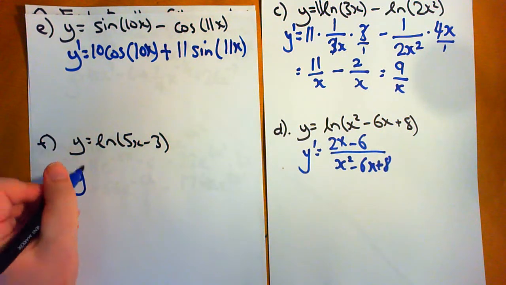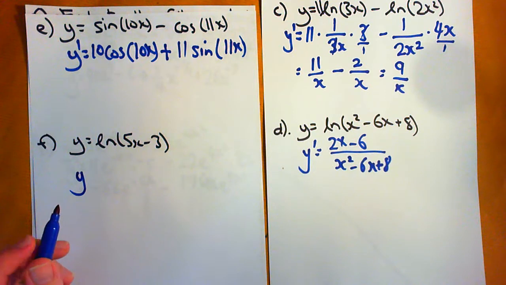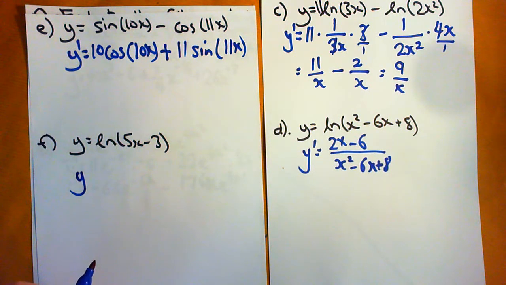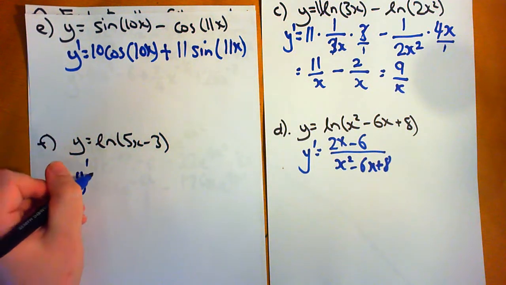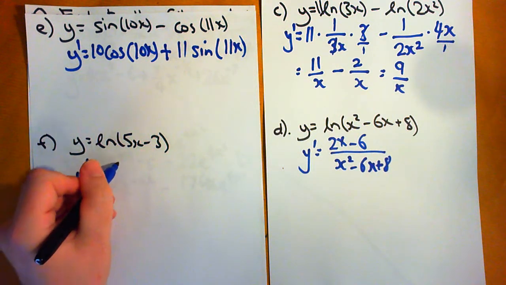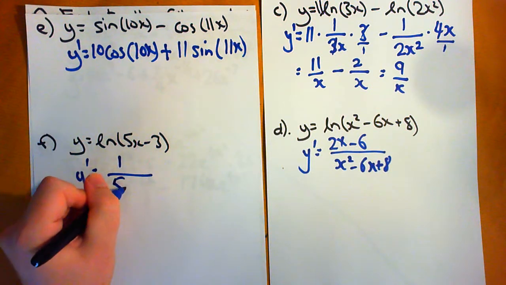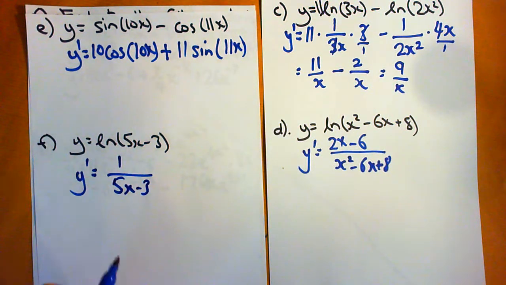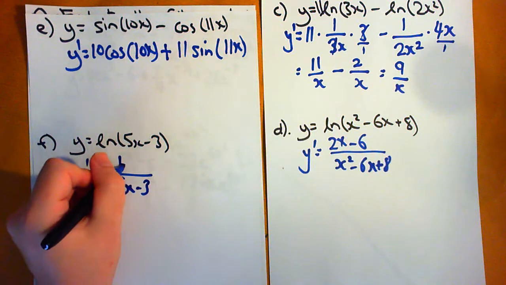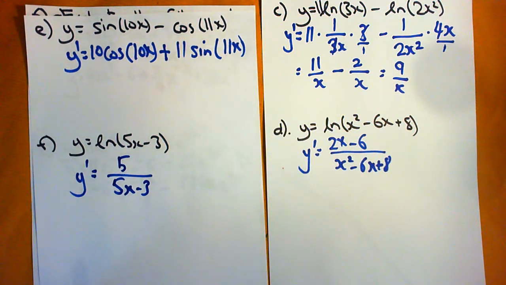Question F, we've got another log function to differentiate. We've got ln of 5x minus 3, and if we differentiate that, because it's a log function, it's going to be 1 over that bracket, which is 1 over 5x minus 3, times the derivative of the inside of that bracket. So 5x minus 3 differentiates to 5, that's what goes on top. So your derivative of log of 5x minus 3 is 5 over 5x minus 3.